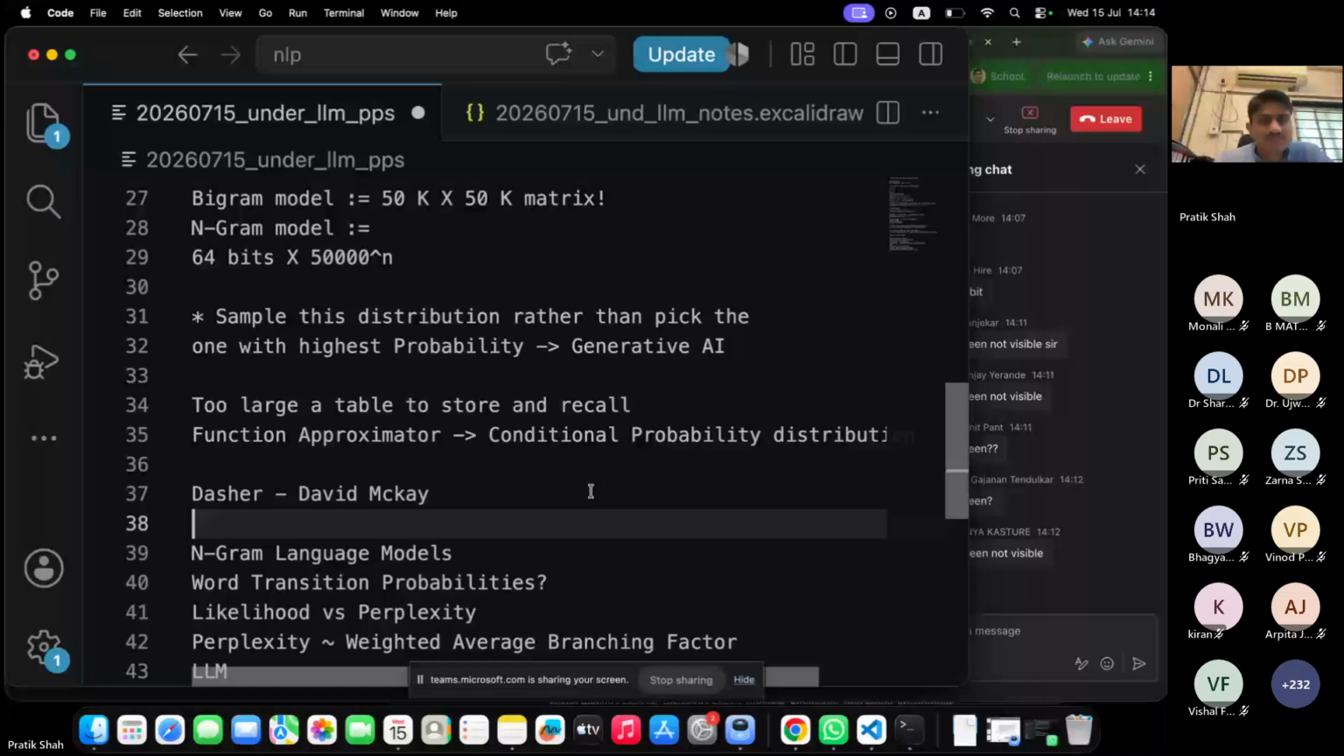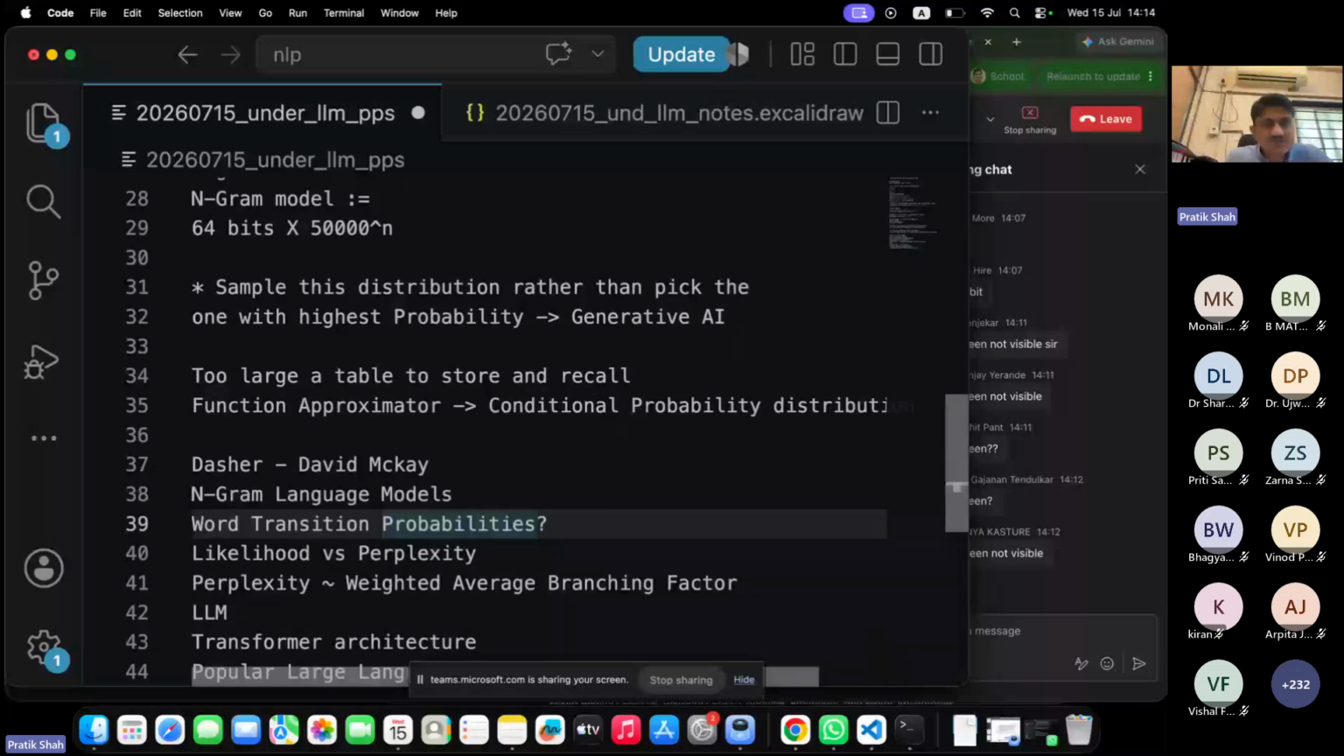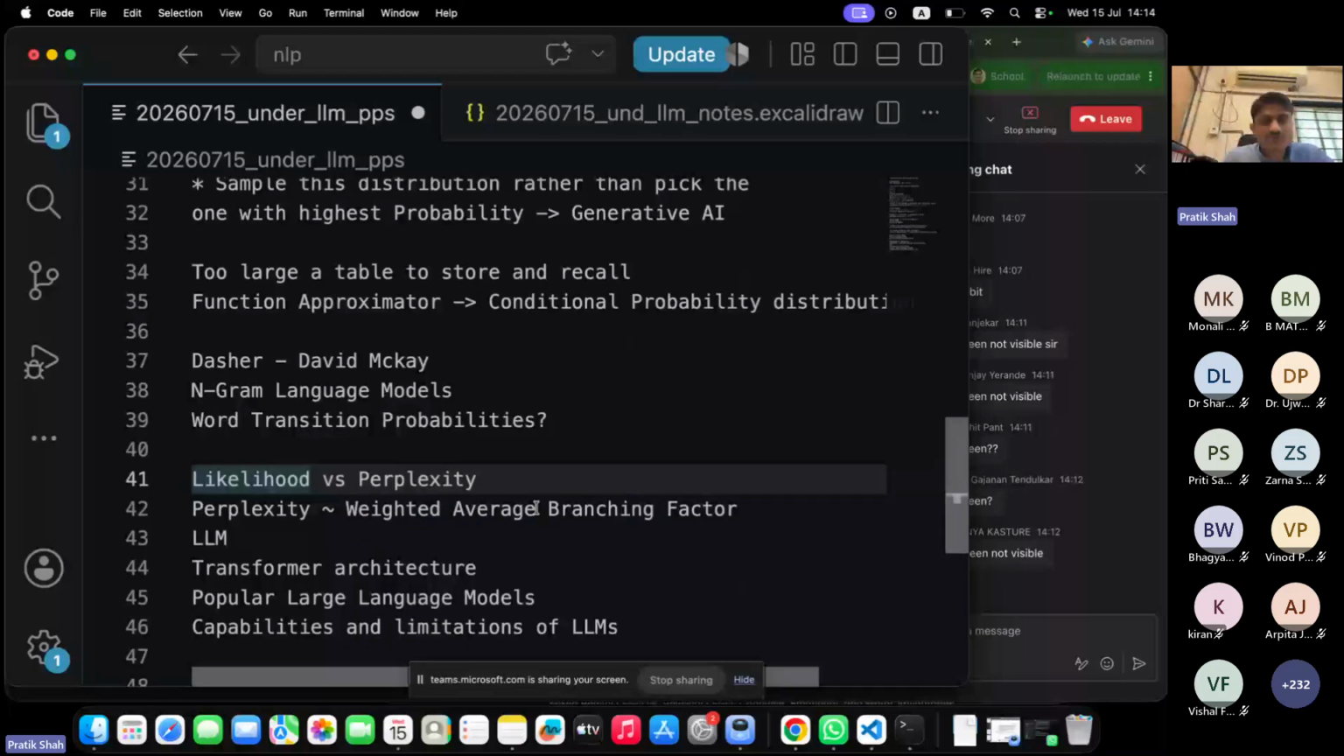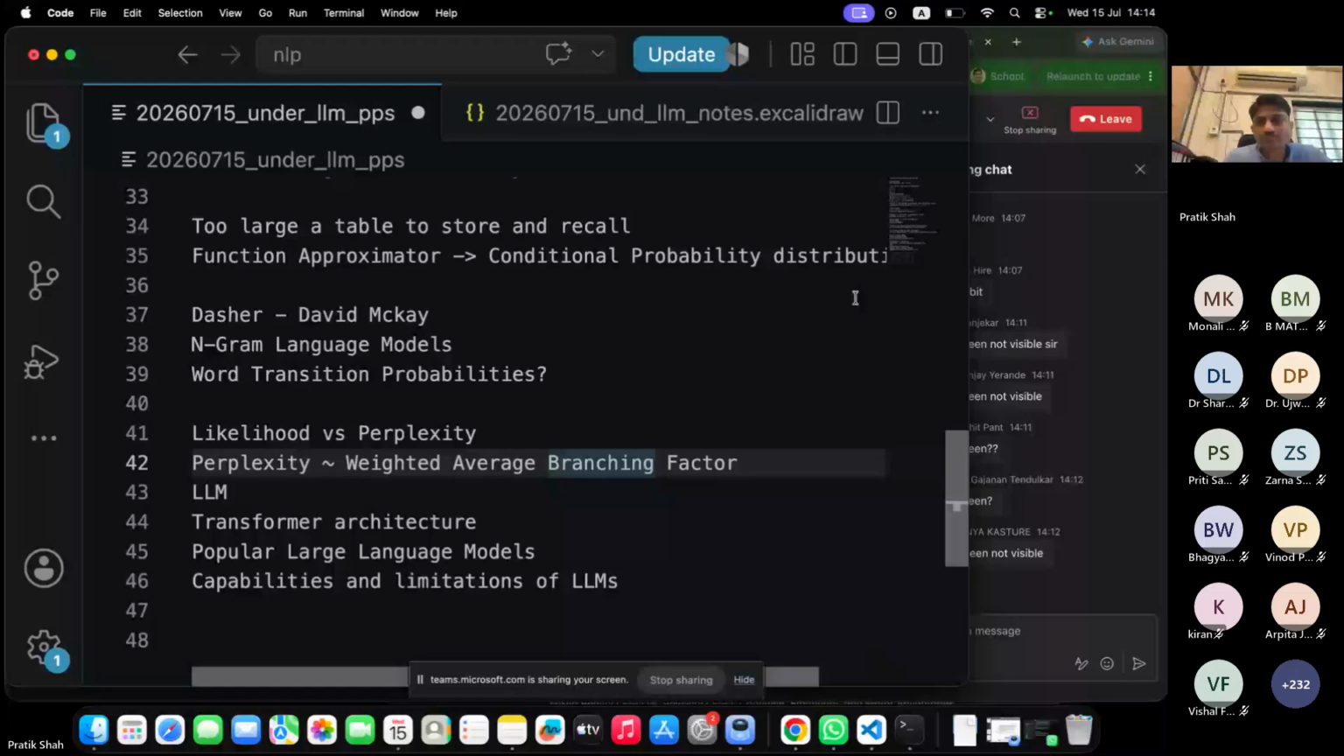So with this, I think we have understood word transition probabilities. We know what an n-gram language model is, and we are ready to deal with our large language model comparison. So before we proceed further, any questions, any doubts up to this point? Any questions?